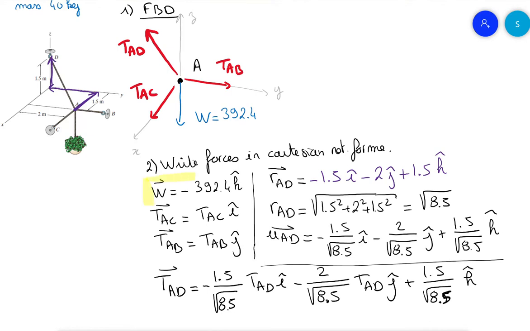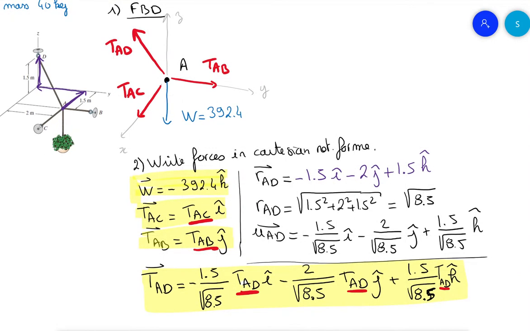So now we have all the vectors. We have W, we have TAC, we have TAB, and we have TAD, this huge one. We have 3 unknowns: the magnitude of TAC, the magnitude of TAB, and the magnitude of TAD. So that's 3 unknowns, so we only need 3 equations, and for a particle we can solve for 3 equations. So that's perfect. If we look closer at the equations, TAD is the only force that has a component on k. So maybe we should use this equation first.